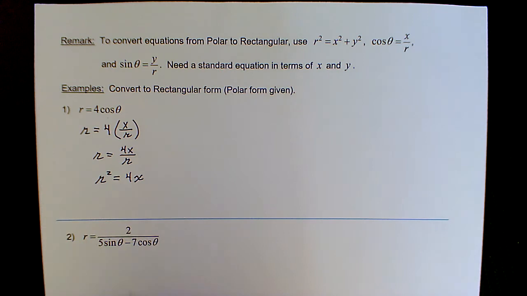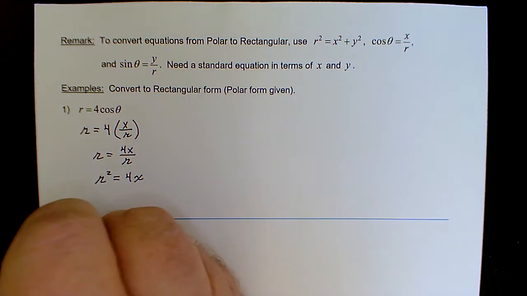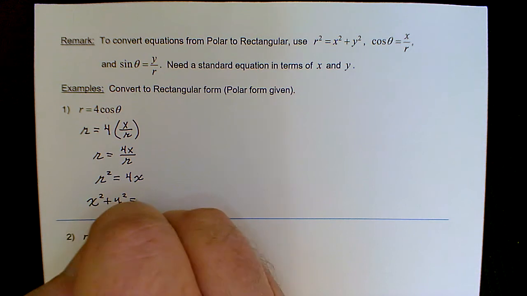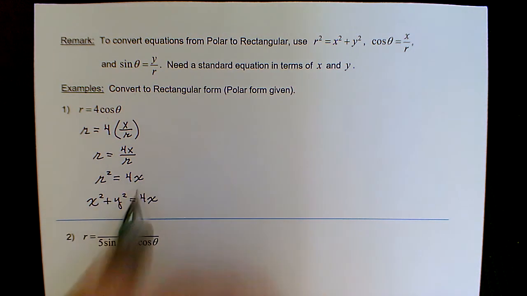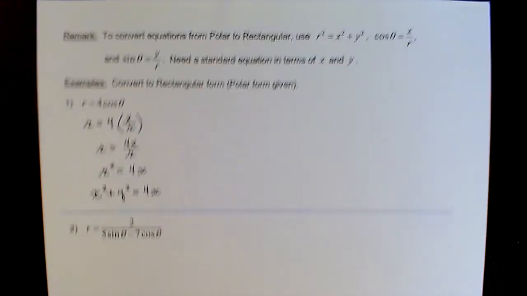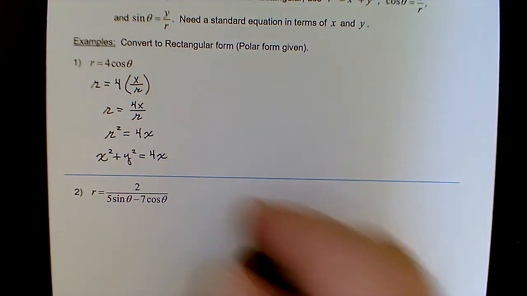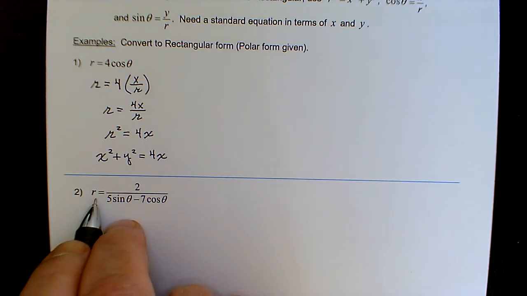And now we see the r squared, which we could replace by x squared plus y squared. So x squared plus y squared is 4x, and we're done, because that's a form that gives us the equation of a circle. Alright, so now in this example, again, don't want to square both sides. Let's just wait and see what happens.